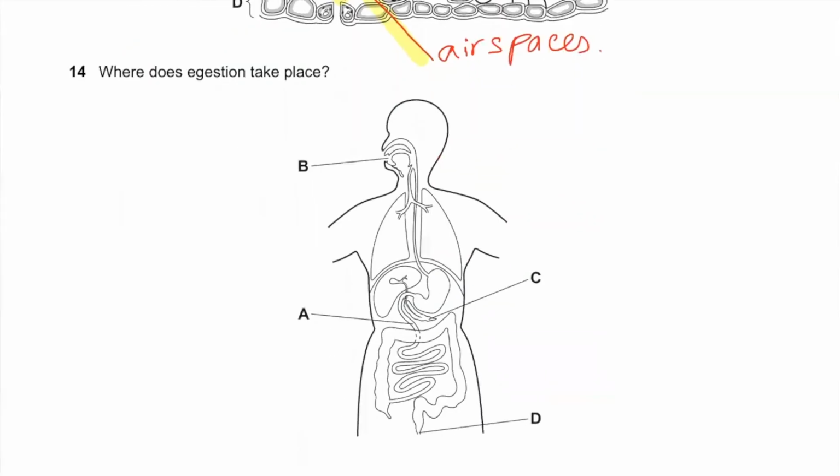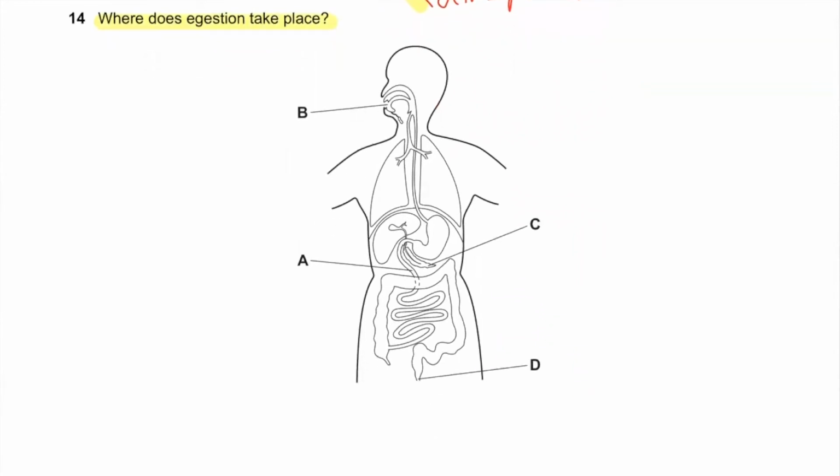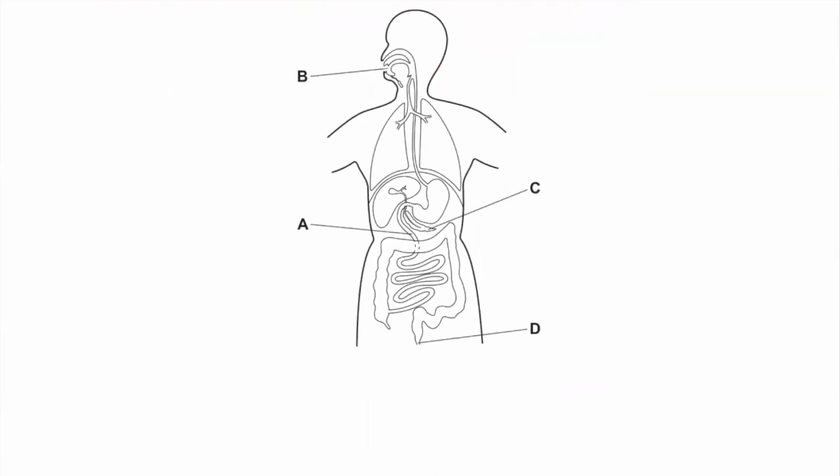Question number 14. Where does egestion take place? Okay, egestion takes place through our anus when feces comes out, which is mainly undigested food products. So D will be the correct answer.